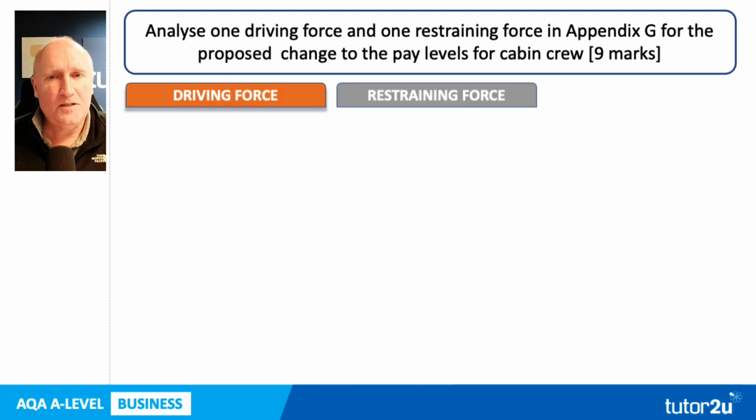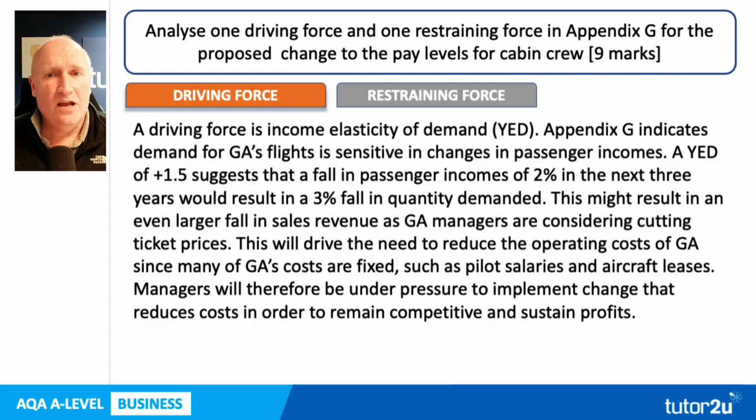Well, I think the obvious place to start is the driving force, and looking at the data in Appendix G, it's clear that the driving force is going to be the data on YED. So my paragraph or point would start like this. A driving force is income elasticity of demand, YED. Full stop. We're using the PCAN approach here. That's it, full stop. Now all we need to do is to explain how and why that might, in the context of the case study, impact as a force for change based on the pay levels for cabin crew.